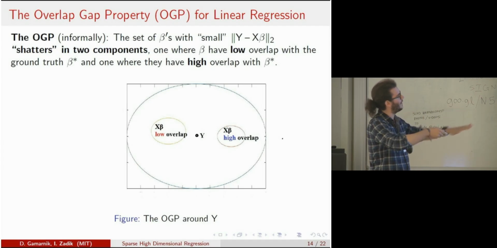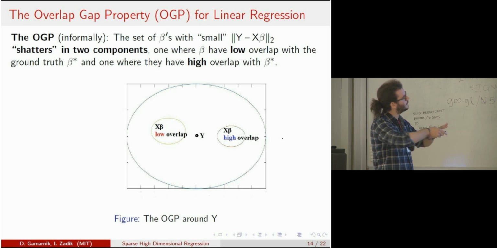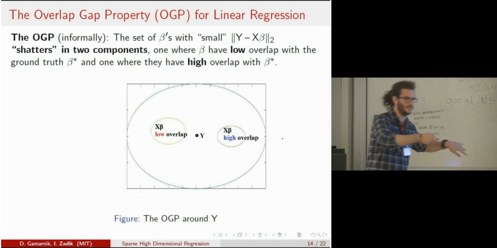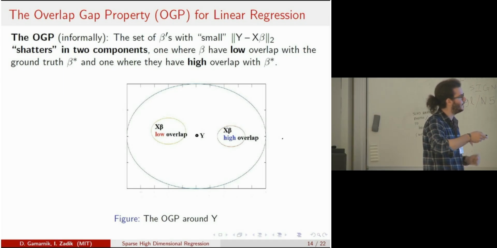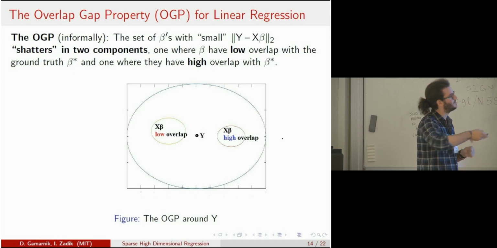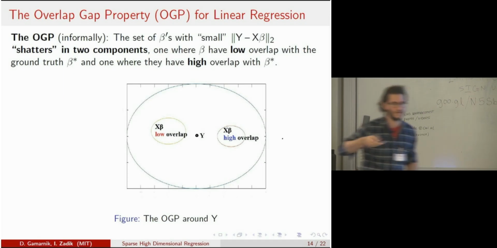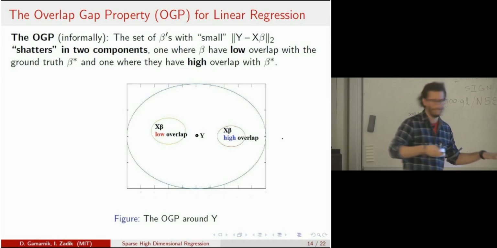We say the overlap gap property happens if the set of betas with small distance shatters into 2 components, one with very good betas from recovered papers and one with very bad betas, and nothing in between. For example, if this property happens, you cannot find close to y in this sphere an x beta with a beta of overlap k over 2, for example. Nothing medium, either very bad or very good.